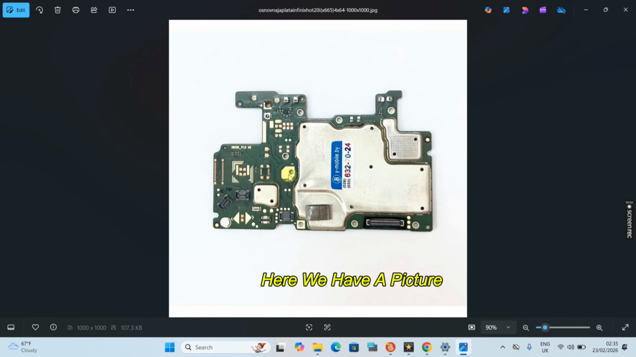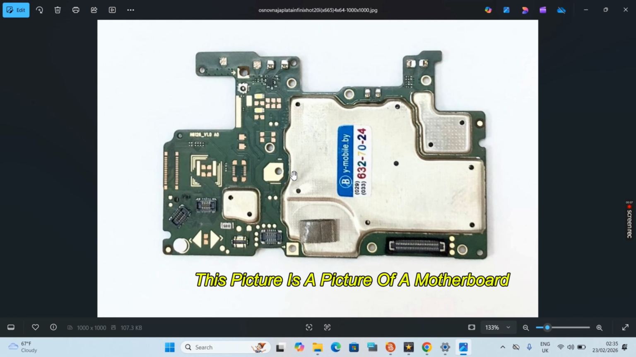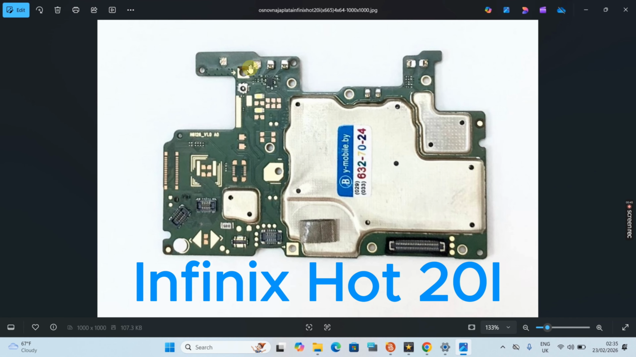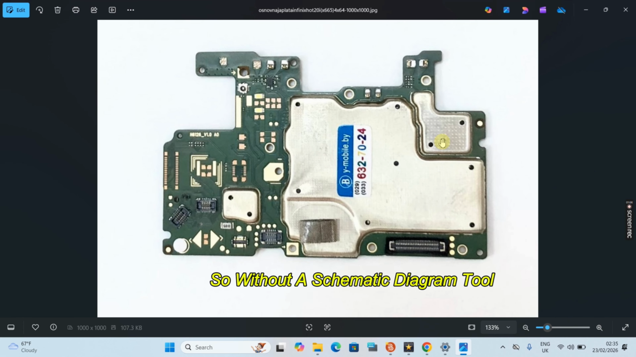Here we have a picture. This is a picture of a motherboard of an Infinix Hot 20i. Suppose that a customer brings it to you and tells you that his phone is not ringing, or it is having a problem of camera, a problem of network, or any problem. So without a schematic diagram tool, it will not be easy for you.